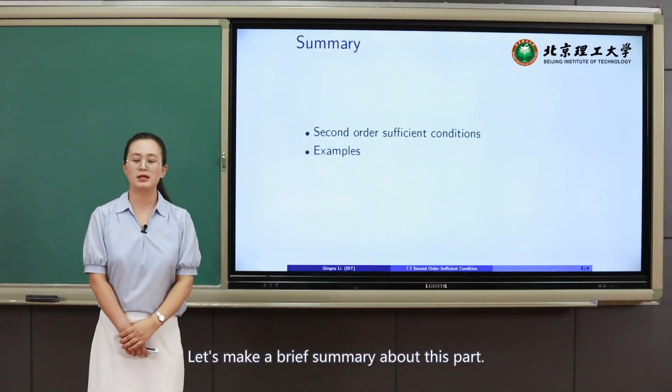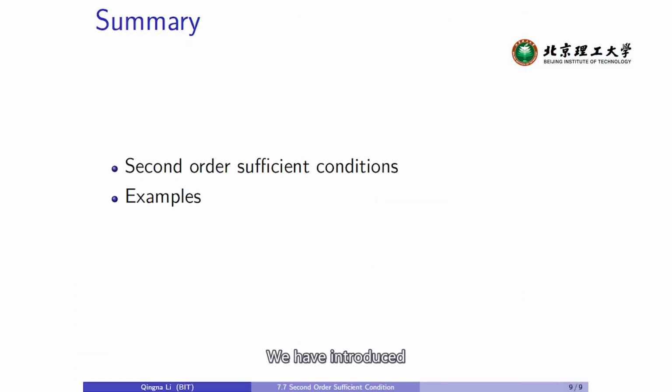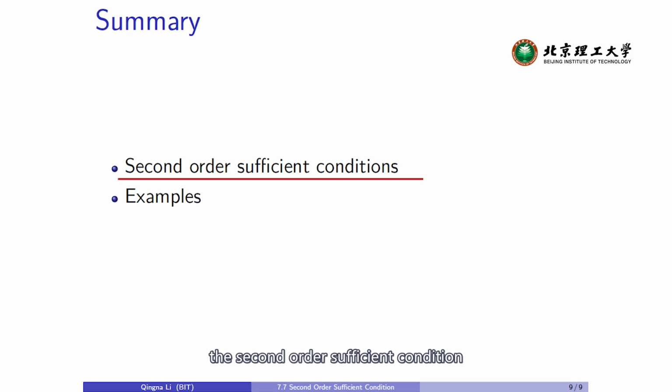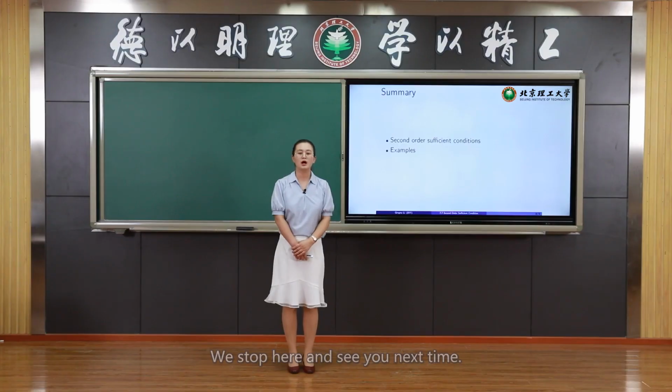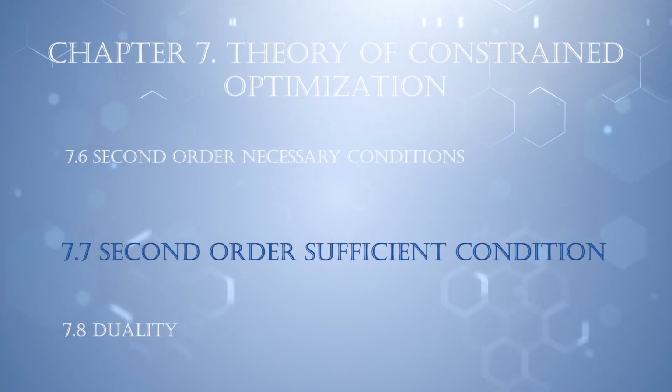Alright, let's make a brief summary of this part. We have introduced the second-order sufficient condition and demonstrated two examples to show how it works. Okay, we stop here and see you next time.